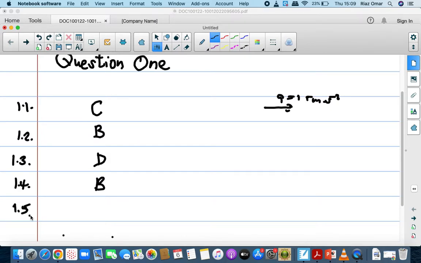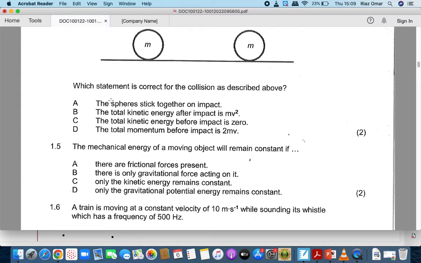1.5. The mechanical energy of a moving object will remain constant if there is frictional force present. Then it won't be, that's an external force. That won't be the case, so A wouldn't be right. B, there's only gravitational force acting on it. If there's only gravitational force acting on it, the gravitational force will pull it down, and then the potential energy will be converted to kinetic energy as it moves down. So B looks like an option.